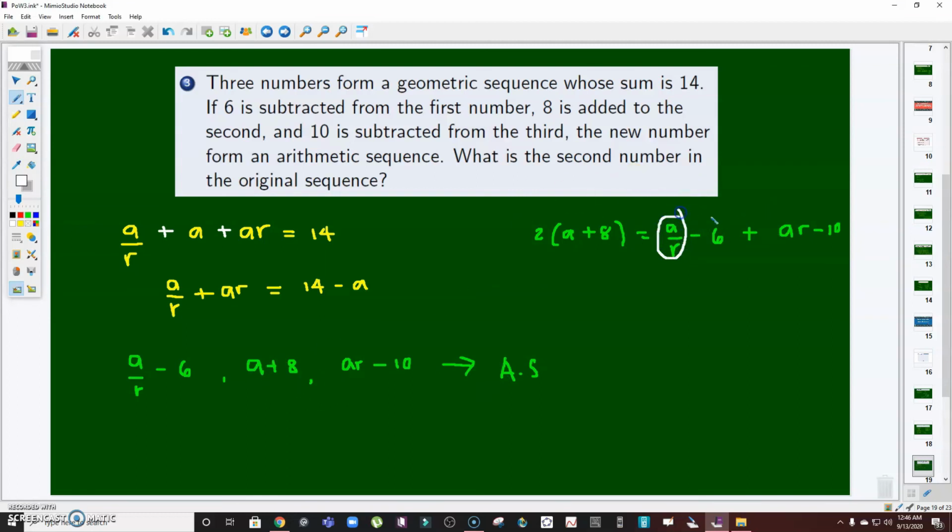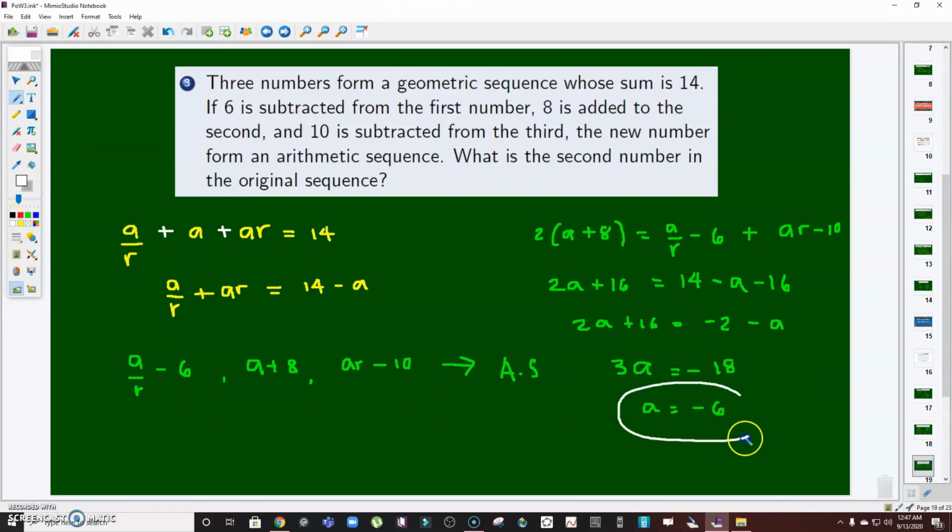Now, take a look at this: a over r plus ar. What is the value of that? That's equivalent to 14 minus a. Right? So I'm going to substitute that. This one will become 2a plus 16 equals 14 minus a minus 16. And that will be 2a plus 16 equals negative 2 minus a. See that? Combining like terms, I'm going to have 3a equals negative 18. And clearly, a equals negative 6.